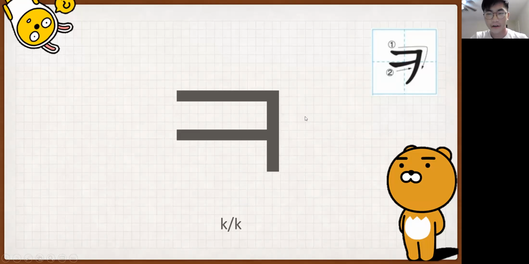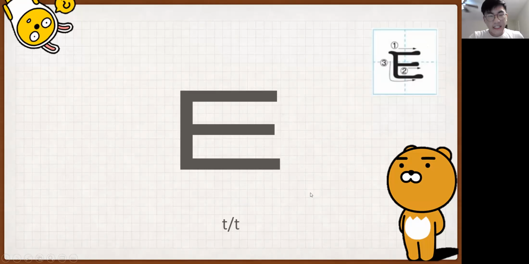All right, we're getting close to the end of the consonants. Next one is tieut. And this just makes the T sound, initial and final.